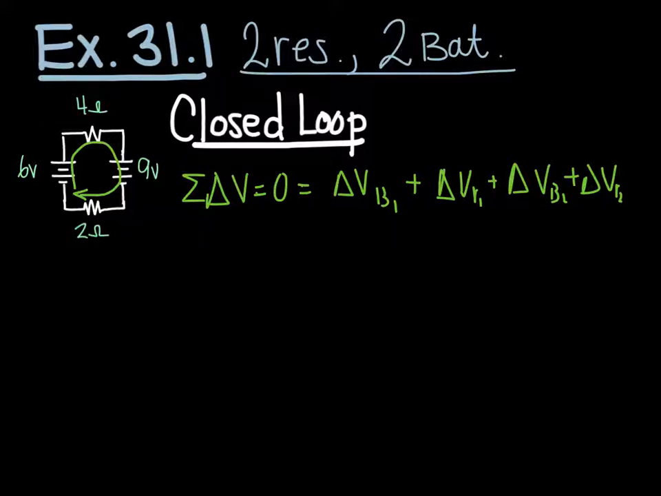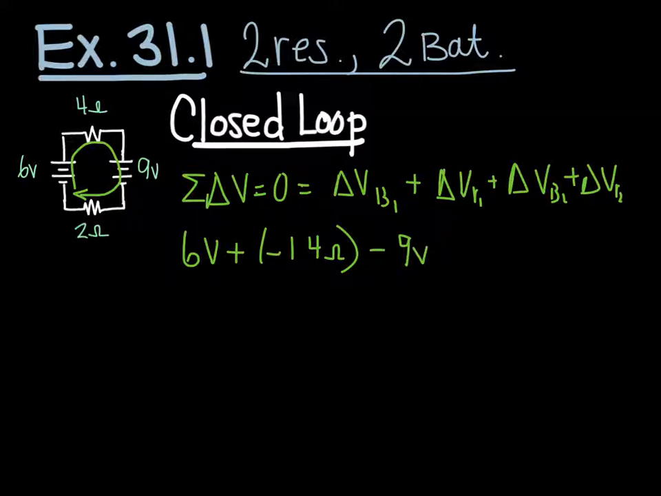So for the 6-volt battery, we are going from negative to positive, so that's a gain in potential. So that's a positive value, so we'll just say positive 6 volts. Then we have the 4-ohm resistor. We don't know the current through it, but the 4-ohm resistor is going to decrease in potential. So we have a negative I times 4 ohms. And then we have the 9-volt battery. The 9-volt goes from positive to negative, so we're actually decreasing in potential again. So we're going to subtract the 9 volts.